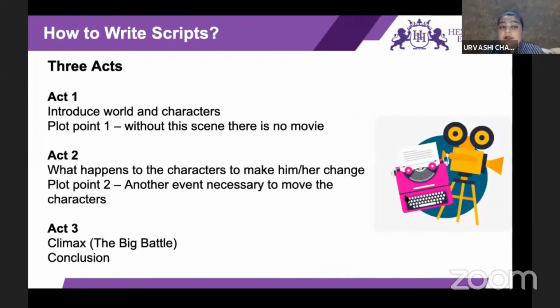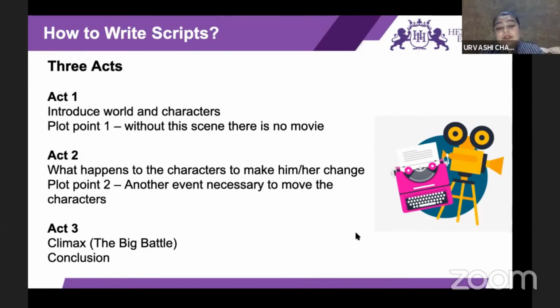So now here, giving you a small example of how to write a script, we introduce the characters first, give it some kind of a setting. Next, we want to know how the climax is rising. We are moving towards the climax, the action rises.